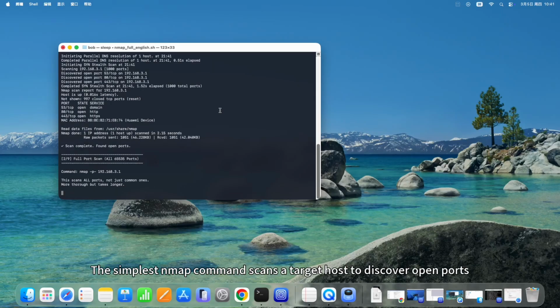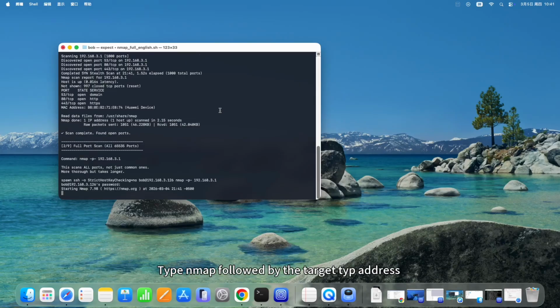The simplest Nmap command scans a target host to discover open ports. Type Nmap followed by the target IP address. This performs a default scan of the most common 1000 ports. You'll see which ports are open, closed, or filtered.